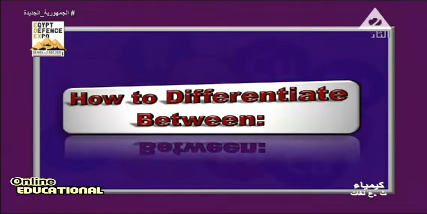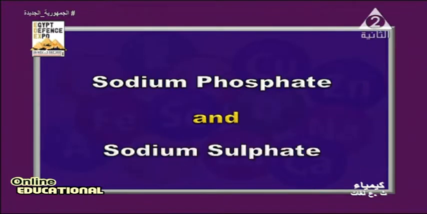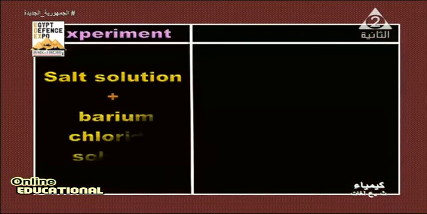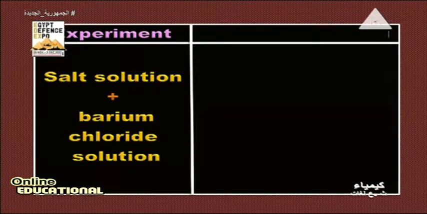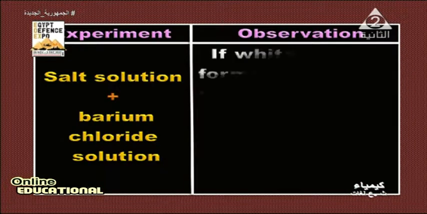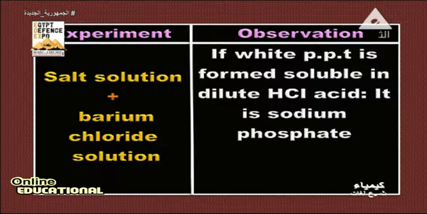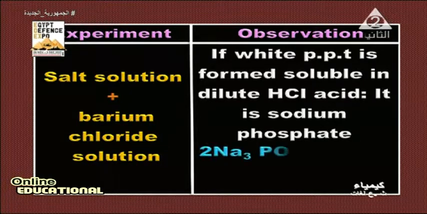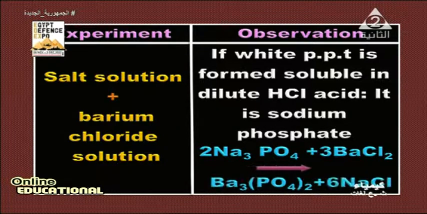How to differentiate between sodium phosphate and sodium sulfate? Here's the experiment. Salt solution plus barium chloride solution. If white precipitate is formed soluble in dilute hydrochloric acid, it is sodium phosphate. As the equation proceeds, sodium phosphate plus barium chloride gives barium phosphate and sodium chloride.